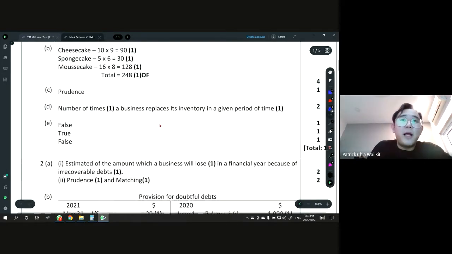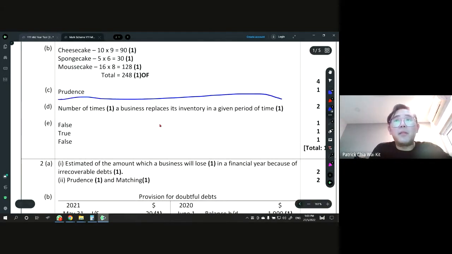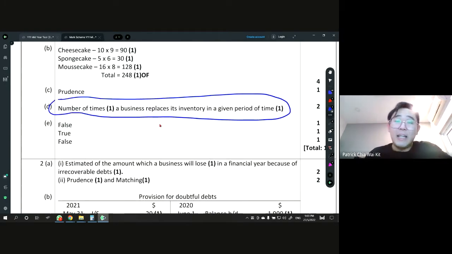Okay, the answer is the number of times a business replaces its inventory in a given period of time. So how fast they replace the old stock, which means they're able to sell the new one and then buy again. So the more times the better. That's called rate of inventory turnover. Not coming out this time, but definitely you will see it in the final exam or even in your IGCSE.